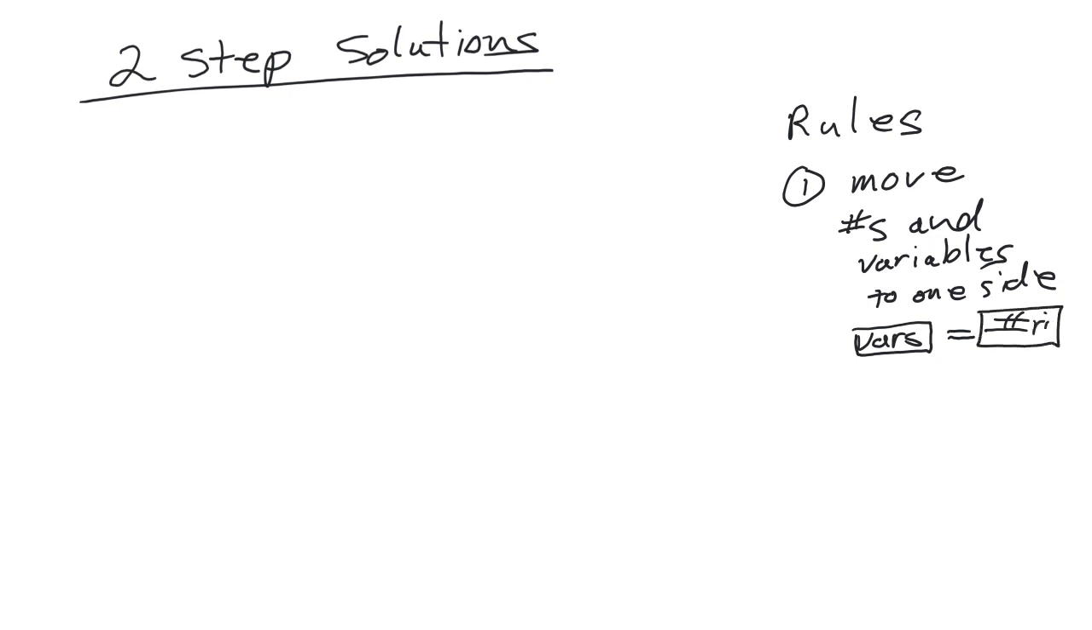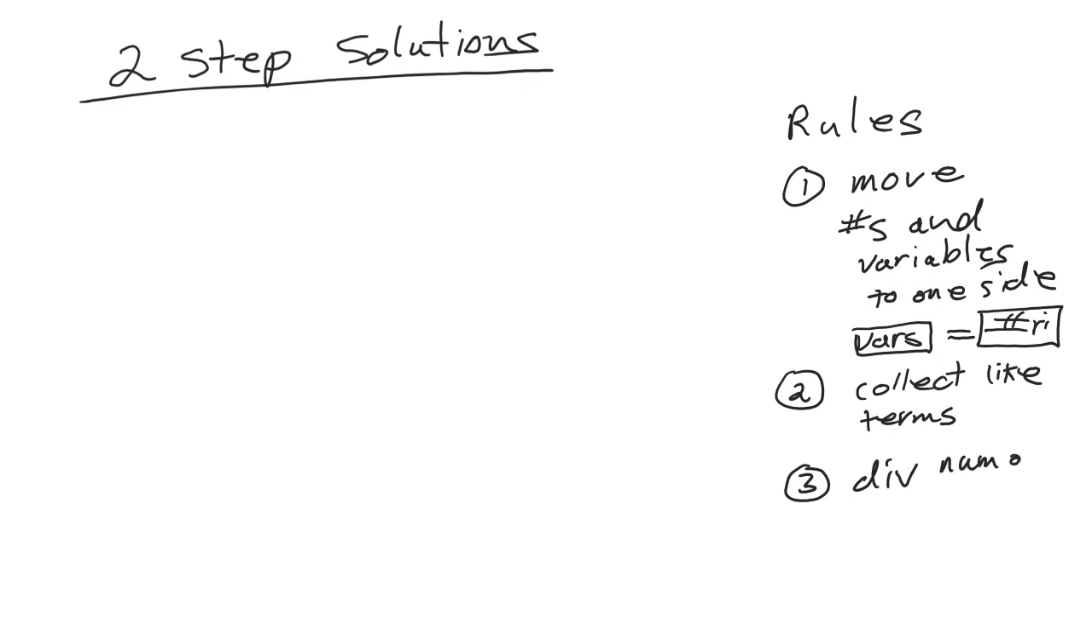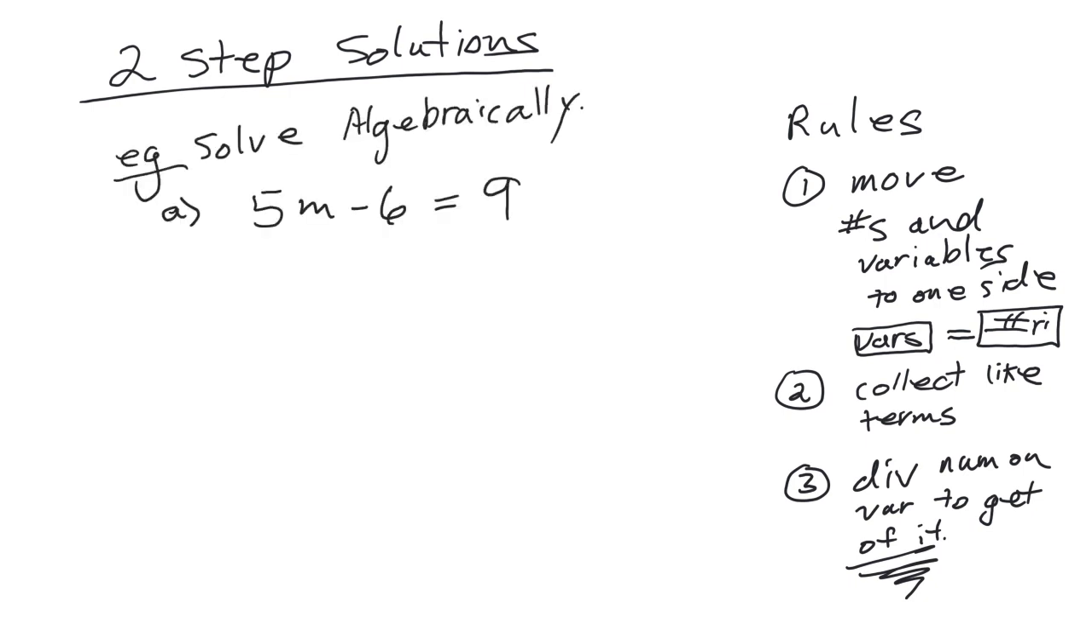Okay? Now, the second stage of our problem when we're solving these multi-step equations is, once you've moved everything to the left and to the right, you need to collect all your like terms. So, for example, if I had 3x plus 4x, I'd put them together to get 7x, right? Now, at the very end, if you have a number that's sitting on the front of your variable, you must divide out that number on both sides. So, what do I mean by that?